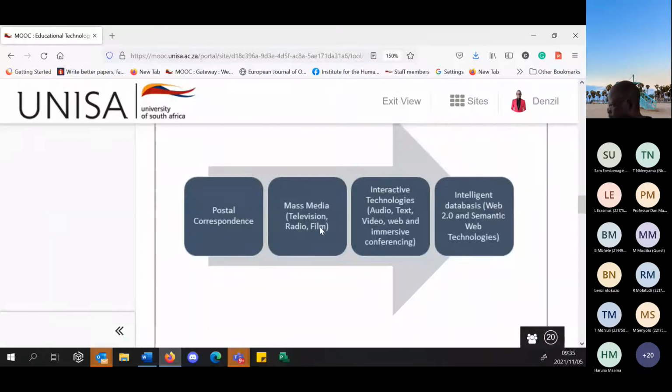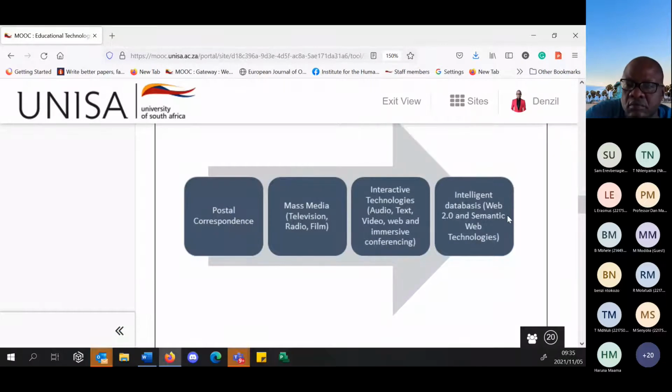And then he talks about the third phase, the third evolution, which is the interactive technologies. And here he talks about audio, text, video, web, and immersive conferencing, right? And then he talks about intelligent databases, Web 2.0, Web 3.0, semantic web technologies, etc. So Anderson and John plot this as the evolution of how we see technology in education coming about. Now, it gets a bit more complicated here, because what we're now seeing is a complete readaptation of this in terms of artificial intelligence, etc., as we will see shortly when we're discussing the units.